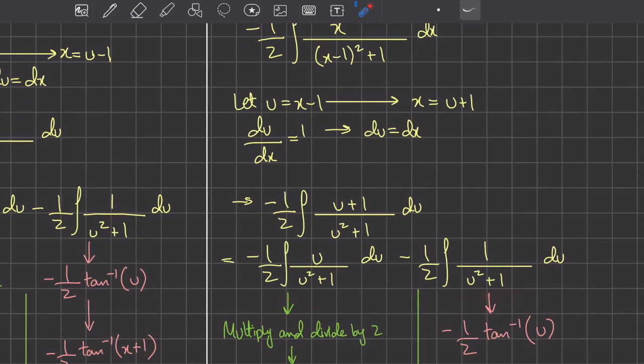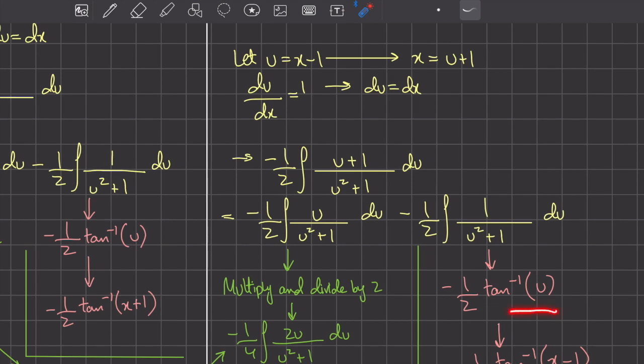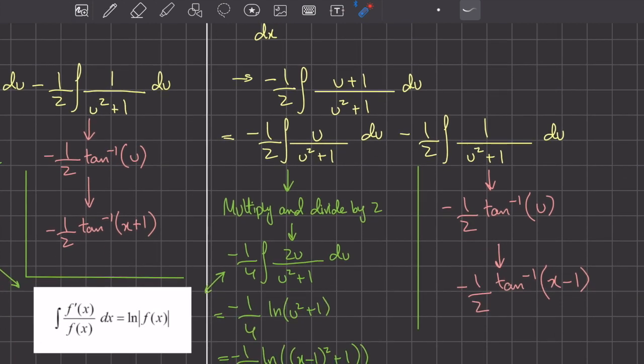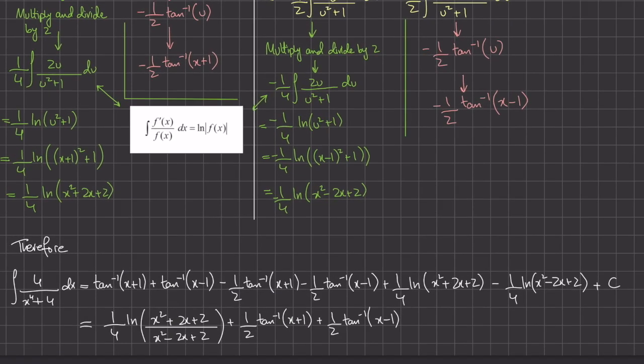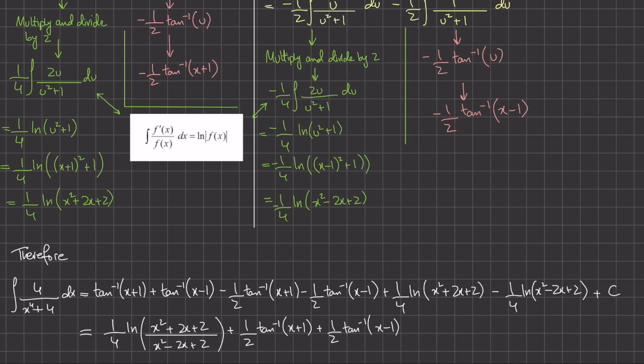The second one becomes negative 1/2 tan inverse of u, and in terms of x, it is 1/2 tan inverse of x minus 1. For the first one, we multiply and divide by 2 to get it in the proper form, and so the integral then gives negative 1/4 ln u squared plus 1. Plug back the values of u here as well, and then expand the bracket. All our terms have now been solved. Now we write all 6 terms together.